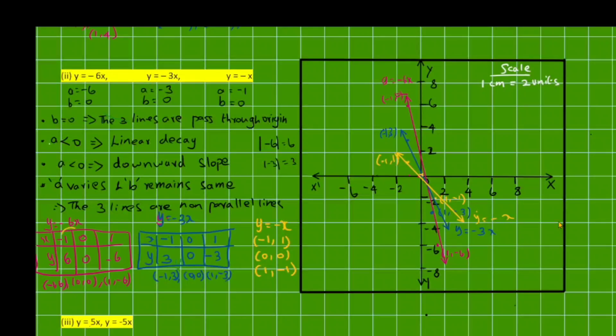Why are we calling this linear decay? Look here: x increases from minus 1 to 0 and 0 to plus 1, but y reduces from 6 to 0 and 0 to minus 6. As the x value increases, the y value decreases, which shows linear decay. In the next one also, x increases from minus 1 to 0 to 1 while y decreases from 3 to 0 to minus 3, so we get a downward slope. This linear relationship shows linear decay. These are the observations made with the graphical representation, and also by looking at the equation.